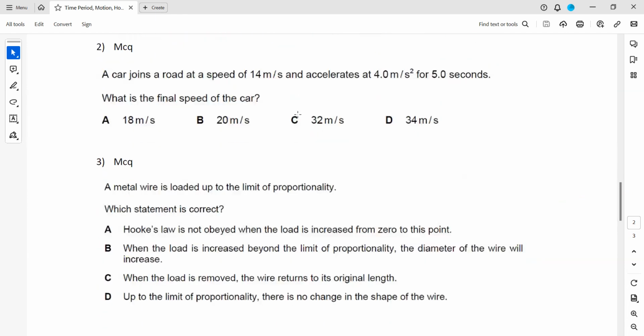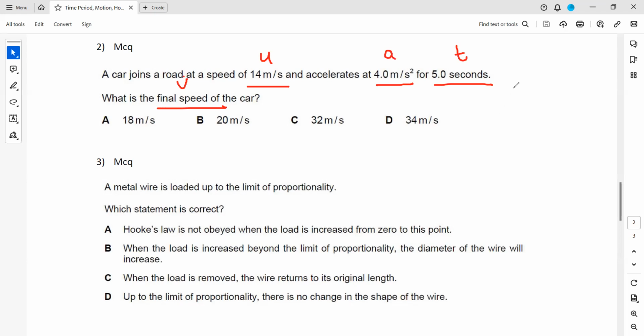The next question, a car joins a road at the speed of 14 meters per second. So that's the starting speed. It accelerates at 4 meters per second square. So that is the acceleration of the car for 5 seconds. You need the final speed of the car.